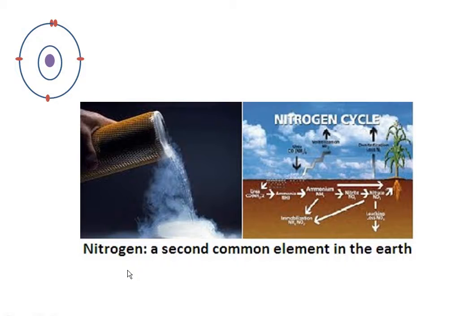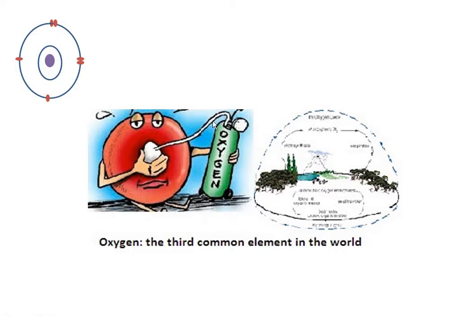The fifth is nitrogen. Nitrogen has 5 electrons in the outermost shell. Nitrogen is also a common element on the earth. Six is oxygen. Oxygen has 6 electrons in the outermost shell. Oxygen is also a common element in the world. It is the air we breathe in. It sustains our life.